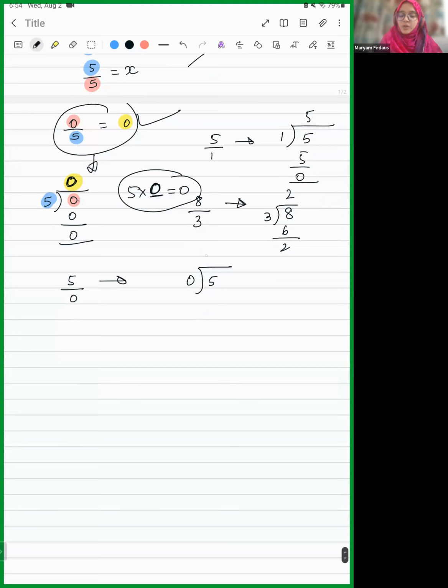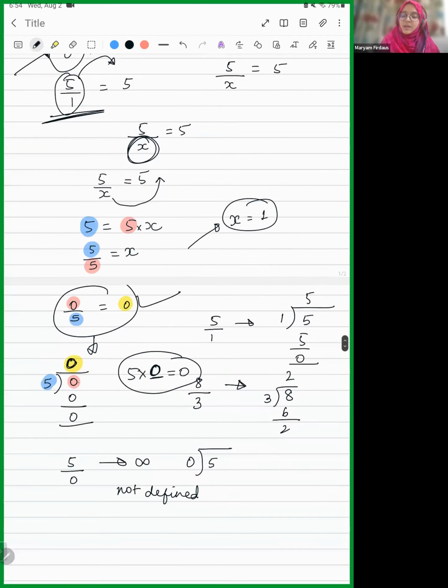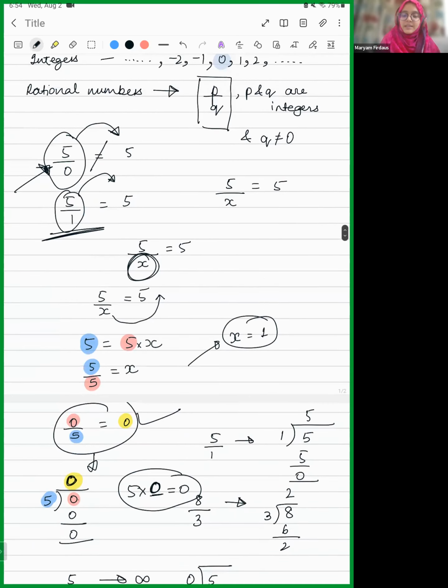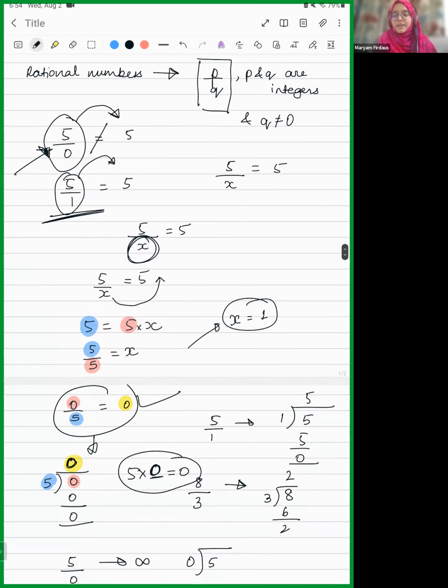So you cannot put any number over here. You will say that you will go on infinitely. So the answer to this is not defined or infinity. Not defined. That is why we say we cannot divide any number by 0. We say that in rational numbers, P by Q, Q should not be 0.